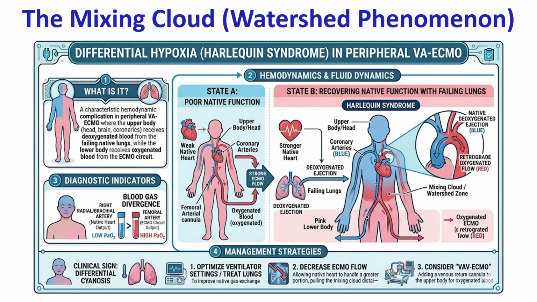Because the mixing cloud is pushed distally, this deoxygenated blood supplies the coronary and cerebral circulation, while the lower body receives perfectly oxygenated ECMO blood. This creates differential hypoxia, Harlequin syndrome, a hallmark hemodynamic complication of peripheral VA ECMO.